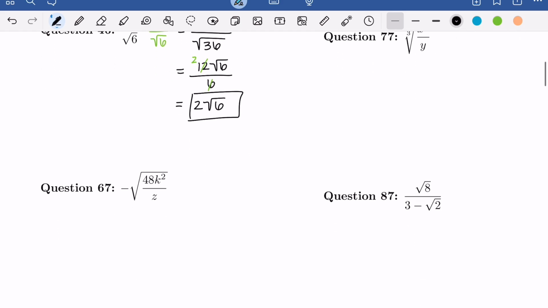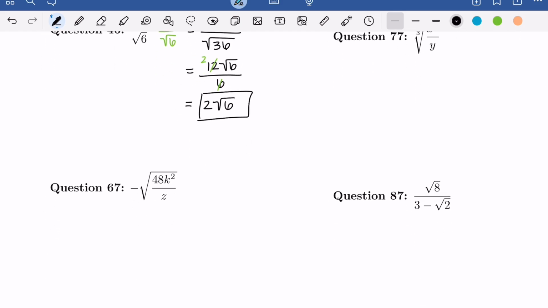Let's look at another example here, question 67. This is going to be the same thing as negative square root of 48k squared over the square root of z. So as we can see, this is not a fully simplified radical expression because we have this square root in the denominator. So what we're going to do is multiply by 1, which is of this form here, the square root of z over the square root of z. We're going to do this because, again, this is going to get rid of the square root in the denominator as we saw in the last question.